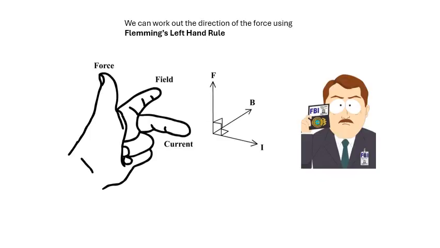To find the direction of the force, something very useful, something you need to know, is Fleming's left-hand rule. So hold out your left hand, like on this diagram. Starting with the thumb: force, field, current, or FBI. And that's quite easy to remember, isn't it? FBI.